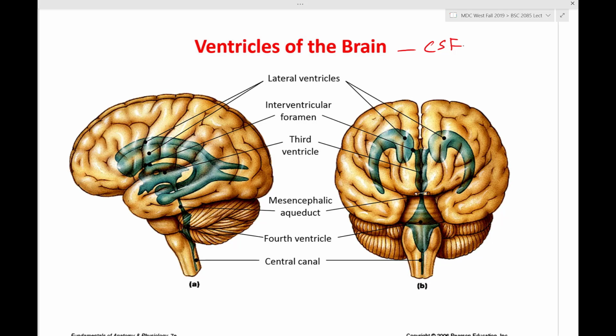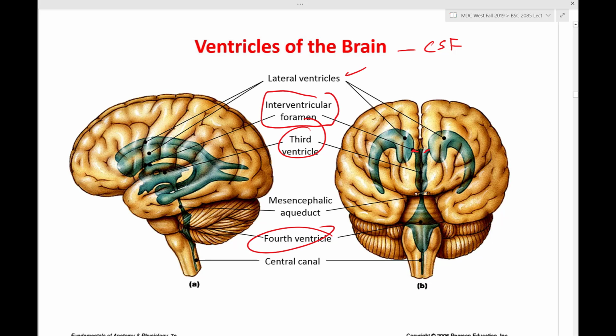And what are the structures of your ventricles? You have your laterals, you have your third ventricle, you have your fourth ventricle. Those are your ventricles. Now, what structures allow the fluid to circulate between the brain and the spinal cord and back? That is your interventricular foramen.